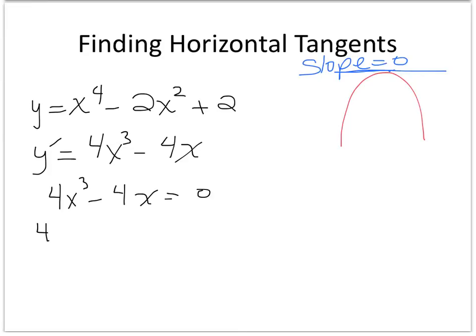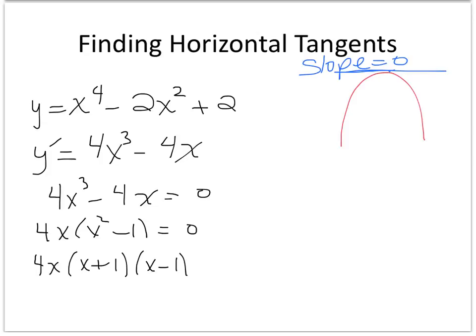So probably the best thing to do is to factor out a 4x. That's my difference of squares. And then if you remember, you set all these equal to 0 and you solve for x. So that means I'm going to have 0, -1, and 1. So that means this graph has horizontal tangents at all of these x values. And of course you could get the point by plugging these values in here and get the actual point.